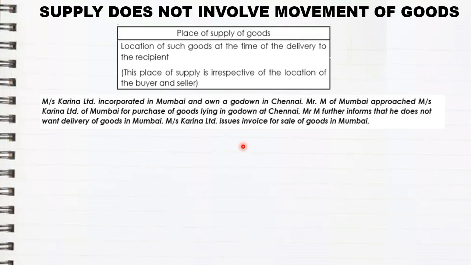So here the goods are not moved from Chennai to Mumbai. The goods are there itself where it was kept. So at that time, this particular example contains a rule, that is, there is no movement of goods. Whenever there is no movement of goods, from wherever the goods have been picked up, that place will become your place of supply. So let us put this in a graphical form.